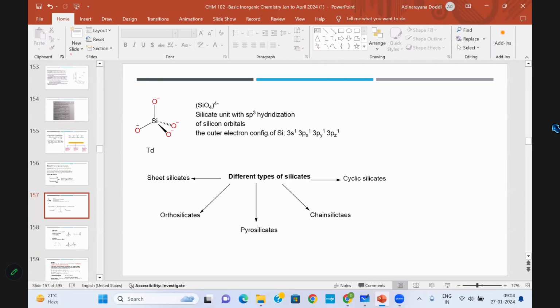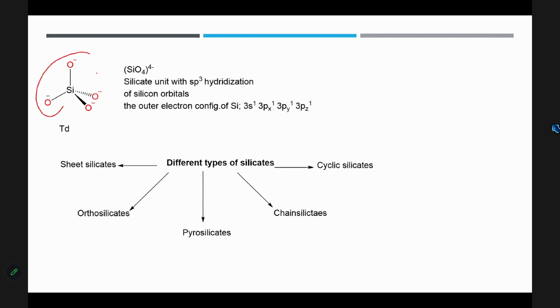Silicates, actually. In silicates, silicon forms n number of oxides like carbon dioxide. Carbon forms oxides, carbon dioxide, carbon monoxide. So carbon cannot form many oxides, only a few. But in case of silicon, silicon forms lots of oxides. In all these oxides, the main unit is silicate.